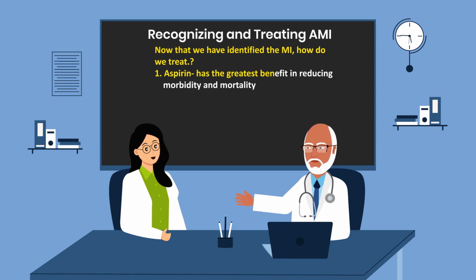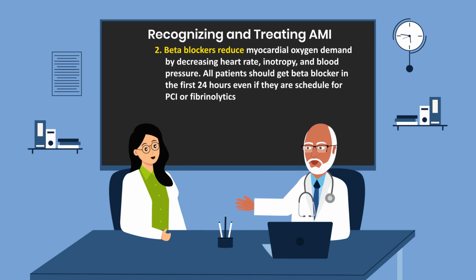Aspirin has the greatest benefit in reducing morbidity and mortality. Beta blockers reduce myocardial oxygen demand by decreasing heart rate, inotropy, and blood pressure. All patients should get a beta blocker in the first 24 hours, even if they are scheduled for PCI and fibrinolytics.